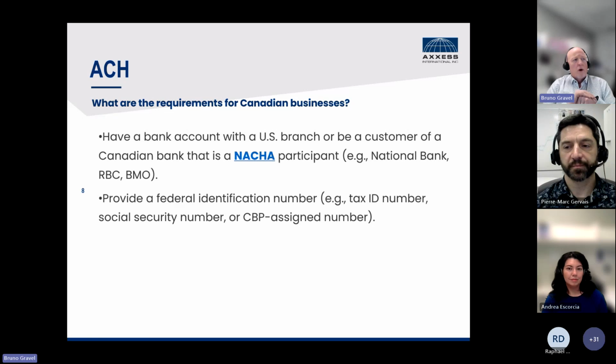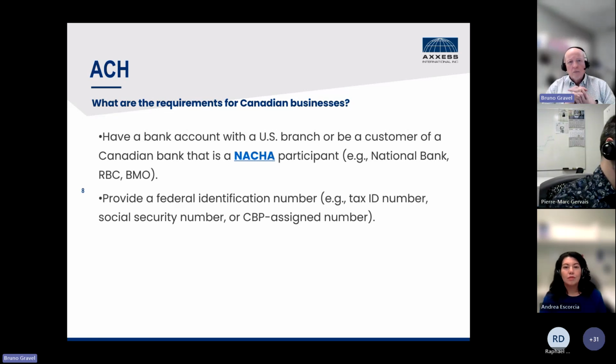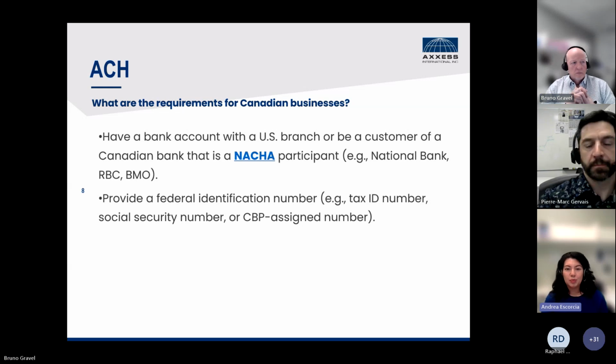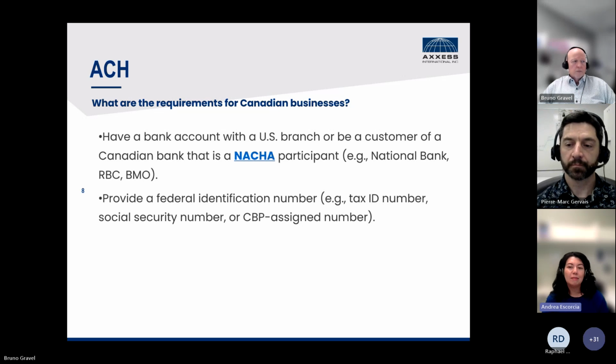So what are the requirements for Canadian businesses registering on ACH? First, you will need to have a bank account with a US branch or be a customer of a Canadian bank that is a NACHA member. For example, National Bank, RBC, BMO. And you also need to provide a federal identification number, and this would be your tax ID number, social security number, or CBP-assigned number.